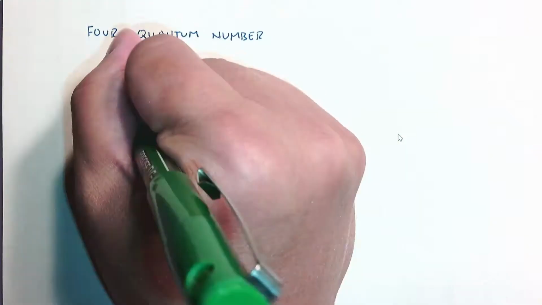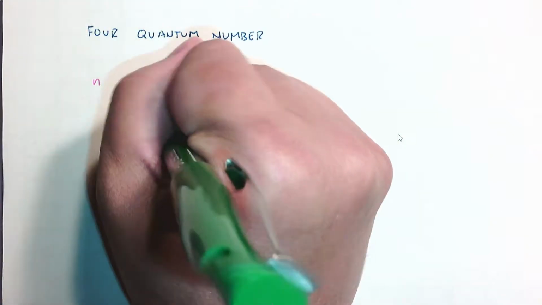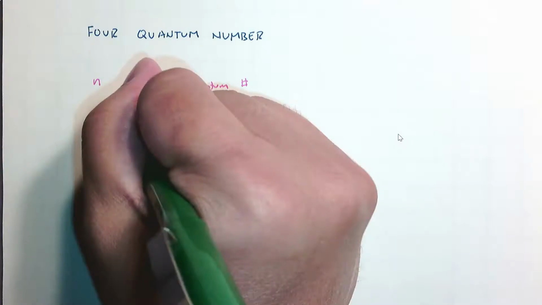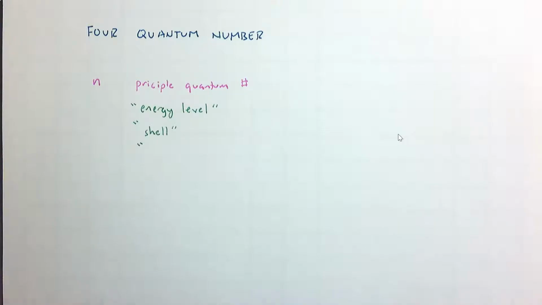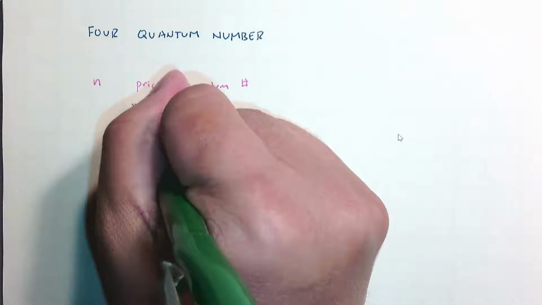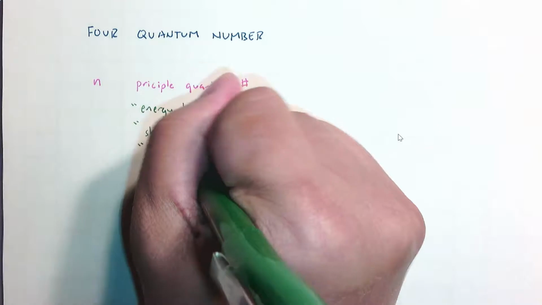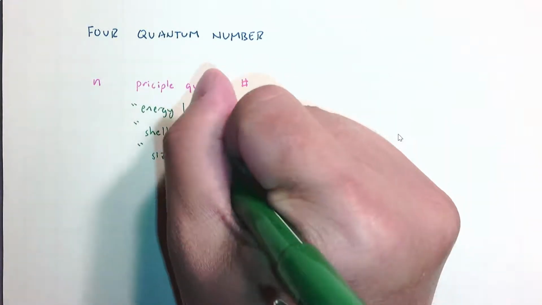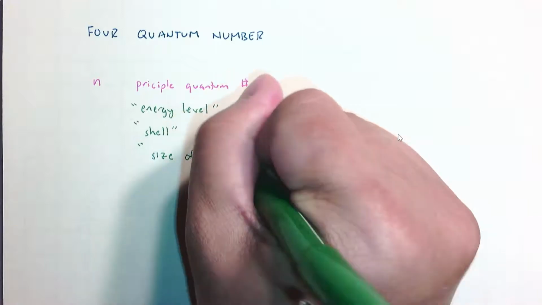Let me put it here. There are many names for each of these quantum numbers. The last name that you would want to be familiar with is, it really describes the size of the orbital. Not the exact shape, but the general size of the orbital.